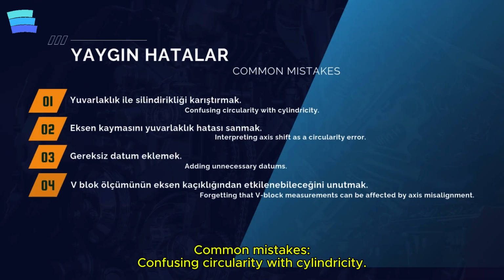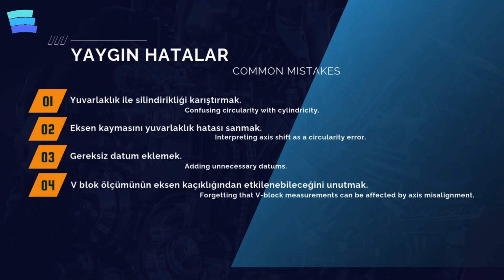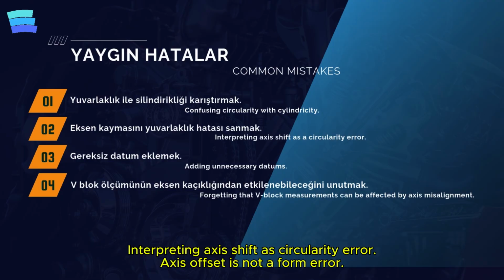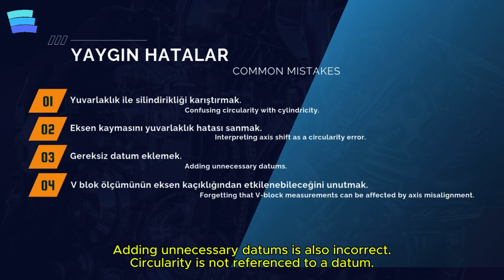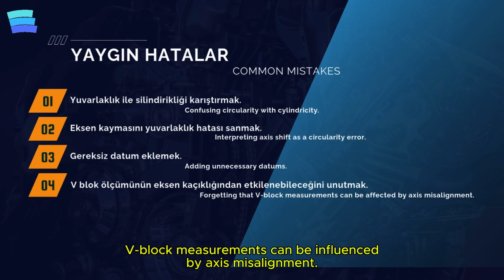Common mistakes in circularity. 1. Confusing circularity with cylindricity. Circularity controls a single section. Cylindricity controls the entire surface. 2. Interpreting axis shift as a circularity error. Axis offset is not a form error. 3. Adding unnecessary datums. Circularity is a form tolerance. It is not reference to a datum.